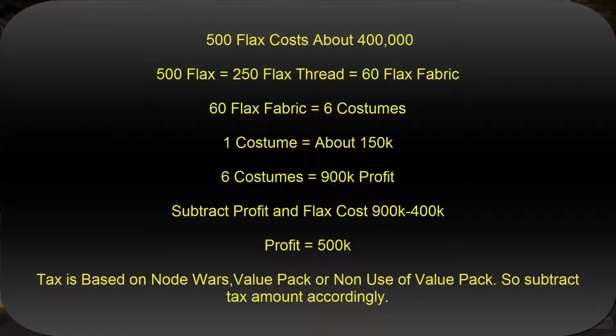Now, if we do the math for that, 6 times 150 is 900K. So you're making almost a mil, but about 900K with 6 costumes. And this is all before the marketplace percentage. Then how much did it cost you to get all that flax? It costs you about 400K. So we could safely say that there's 500K difference, or 500K profit, if you're only buying flax from the marketplace. That's it. If you're only buying the flax from the marketplace, then this is profitable.